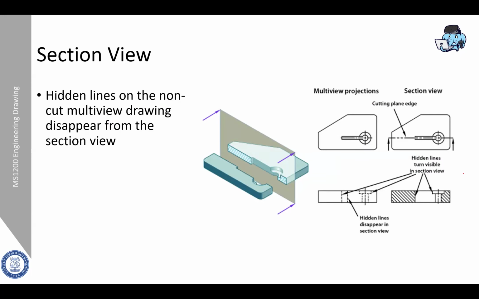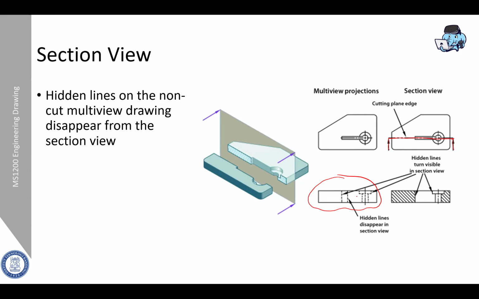So again here, the hidden lines on the non-cut multi-view drawing disappear from the section view. Previously, this is the standard projection. But if we make a section view, this is the section line cutting the cutting plane. Then you can see that the hidden lines disappear.